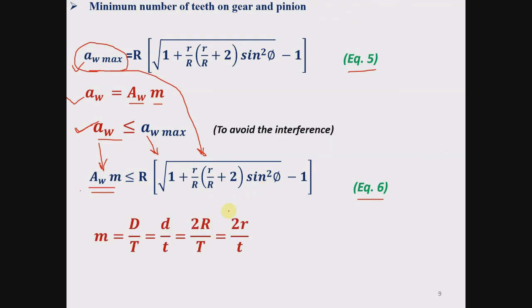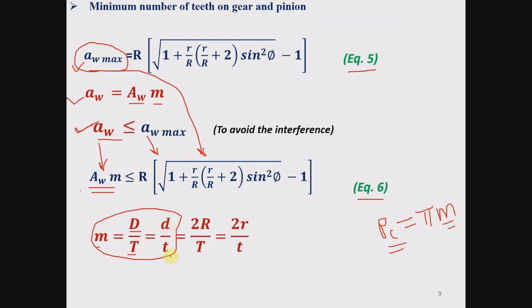So now we'll make some changes in this equation. We know that module equals pitch circle diameter divided by number of teeth. And the module for the mating gears is always the same because circular pitch is the same. Correct. Circular pitch is pi times the module. So if circular pitch of two mating gears is to be the same, module must also be the same for two mating gears. So I have written M equals capital D by capital T. This is for gear, wheel. This is also equal to small d by small t. This is for pinion.